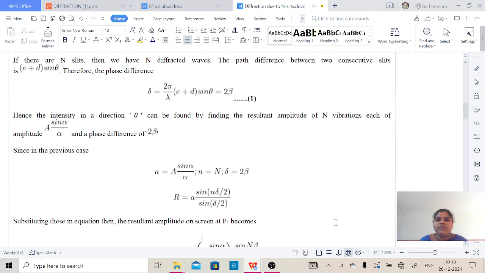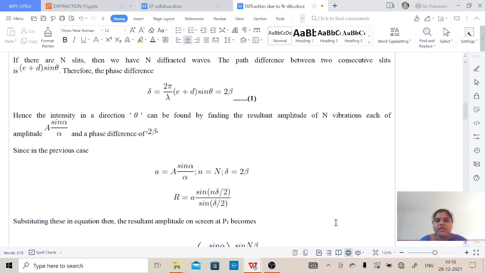So the wave which we are getting from n number of slits, the amplitude of each wave is the same, A sin alpha by alpha, and there is a phase difference. Why? We already discussed in the single slit. So we have a phase difference of 2 beta.